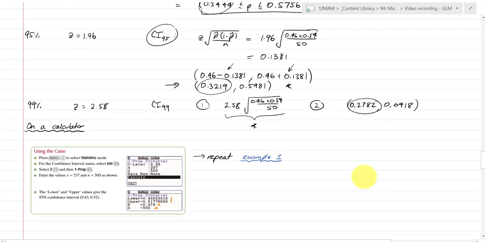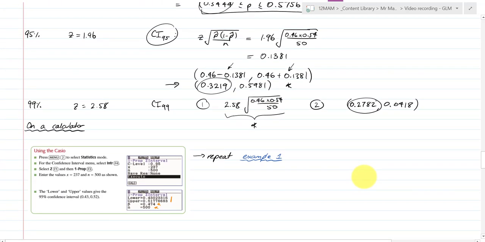So there you have it. A bit of an introduction to confidence intervals. You could repeat this on example 1. You should get the same values as me. But otherwise, do ask questions if you need to.